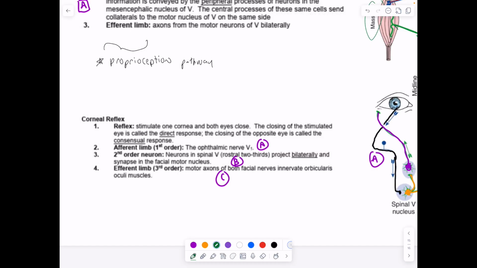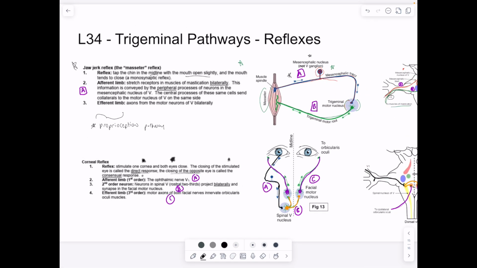All right, corneal reflex. We're familiar with it from clinical skills: stimulate one cornea and both eyes close. Basically, you go ahead and touch the cornea. Closing of the stimulated eye is called the direct reflex. Closing of the opposite eye is called the consensual response. And so this is going to be the ophthalmic nerve, right? Eye, ophthalmic. And so you have sensory information coming in, that's this guy right here. It's going to go to the spinal nucleus of 5. And then from there, it's going to go to the facial motor nuclei, which we haven't talked about. And then that's going to send a neuron up to the muscles controlling the eye, the orbicularis oculi muscles.